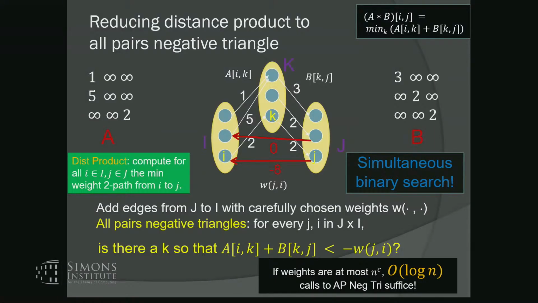And next, what we're going to do is reduce from all pairs negative triangle down to just the binary answer of, is there a negative triangle? We haven't done that one yet. But is it one call or several calls in the way you had set up? Right now it's order log n. Log n. So you have weights that are up to n to the c, log n calls, yeah.